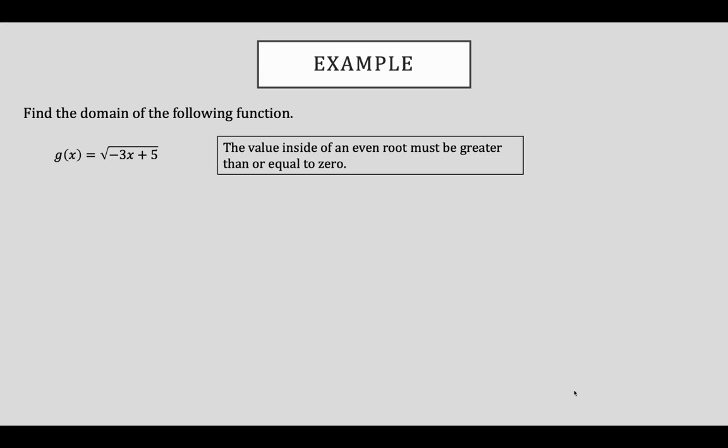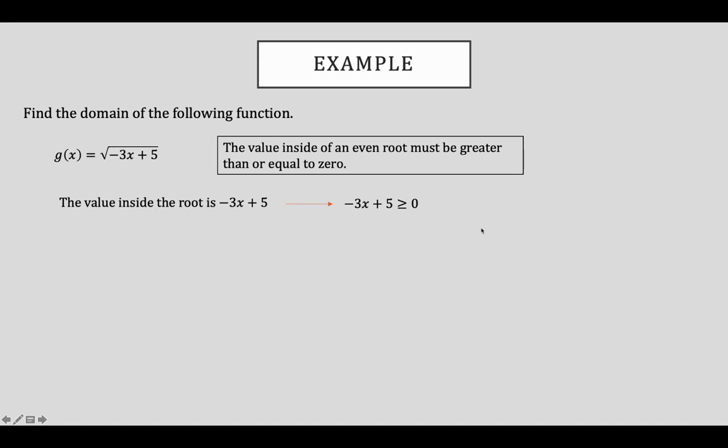So to find our domain, we must translate this sentence into a mathematical expression. Notice the first part of the sentence says the value inside of the root. Well, literally speaking, what is inside of this square root? There is a negative 3x plus 5 inside of the root. And what has to be true about that value inside of the root? It must be greater than or equal to 0. So we are able to set up this inequality.